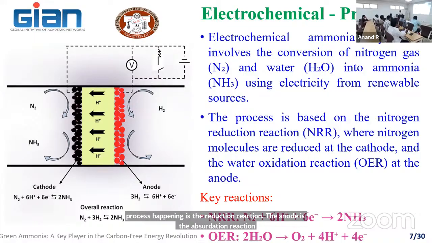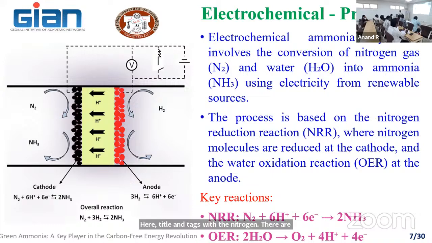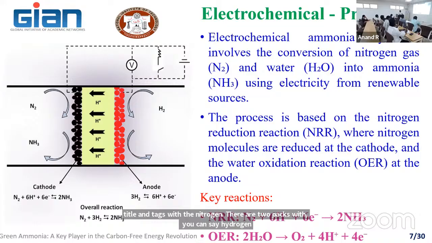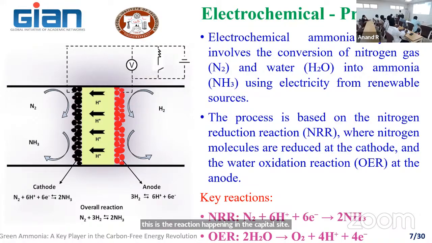Here, the hydrogen reacts with the nitrogen. N2 reacts with, you can say, hydrogen, because this is the reaction happening at the cathode side. Okay. So this is the reaction happening at the anode side. This is the oxidation reaction. The oxidation reaction is the OER happening at the anode.